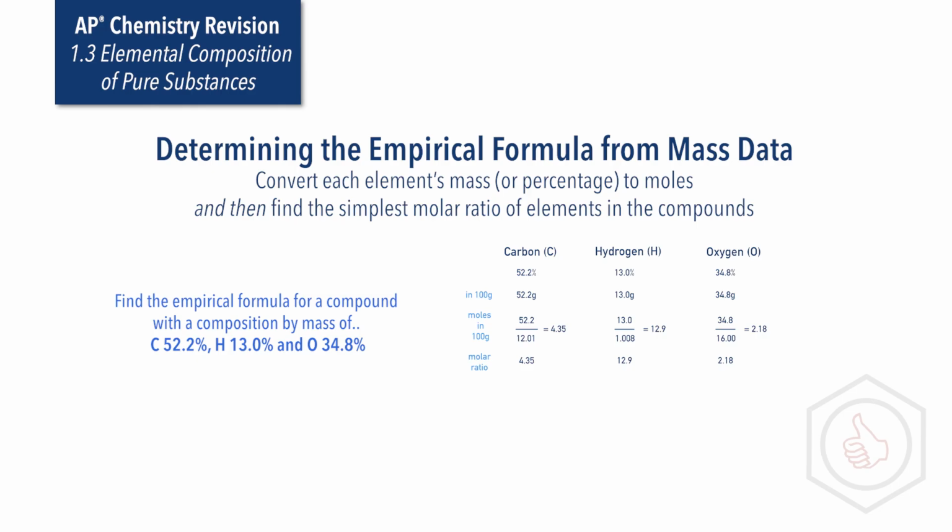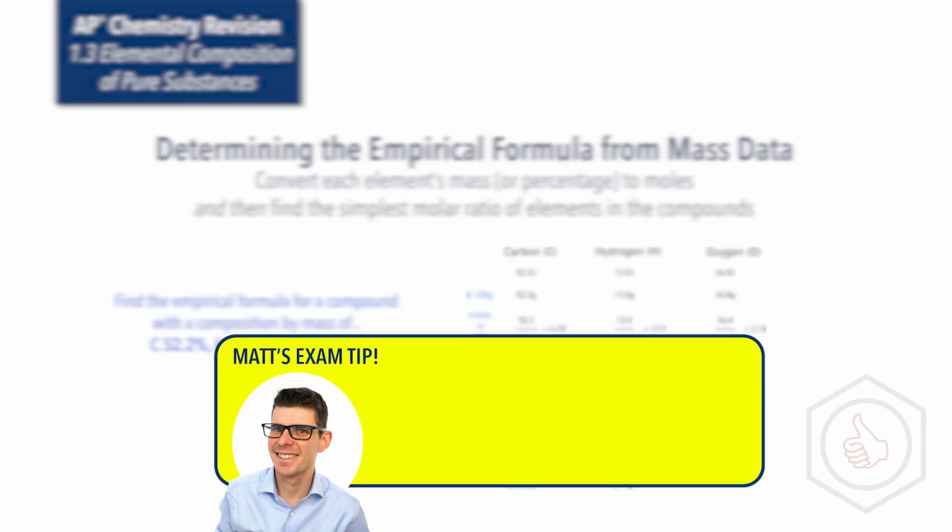The smallest number here is oxygen, 2.18. So 4.35 divided by 2.18 gives 2. 12.9 divided by 2.18 gives approximately 6, and 2.18 divided by 2.18 gives 1, giving us an empirical formula of C2H6O. Exam tip here, always check that your final empirical formula makes chemical sense.